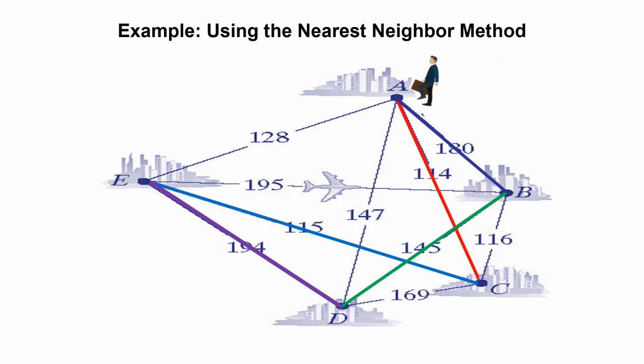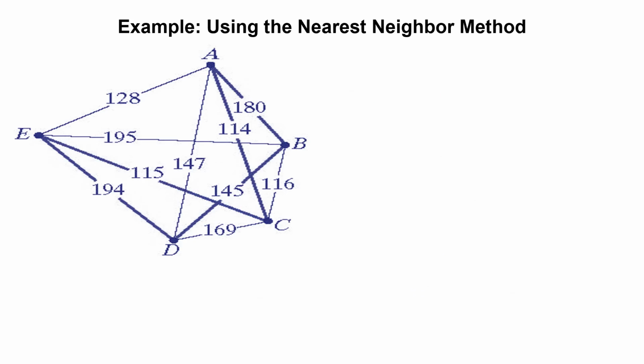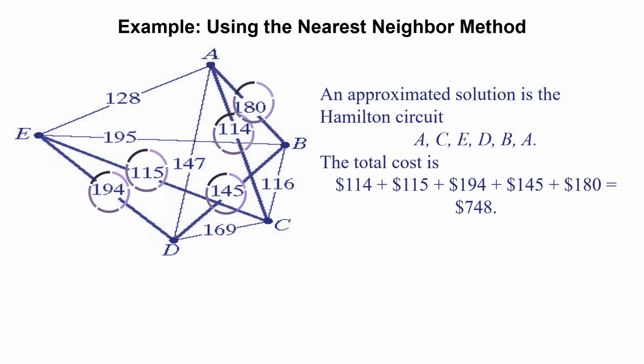Therefore, using the nearest neighbor method, we add all the weights of the edges visited, and this is the total cost of our trip. So that's a Hamilton circuit starting from A and ending at A, and the cost of this Hamilton circuit is $748.